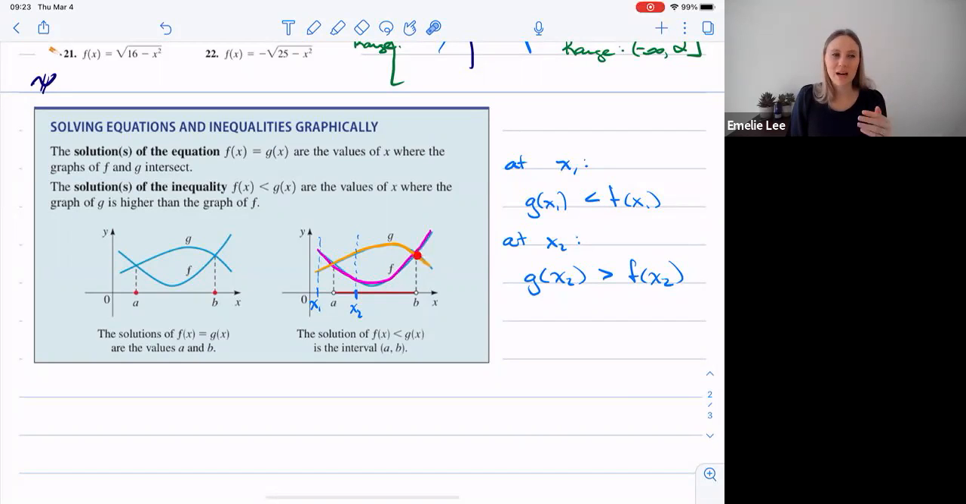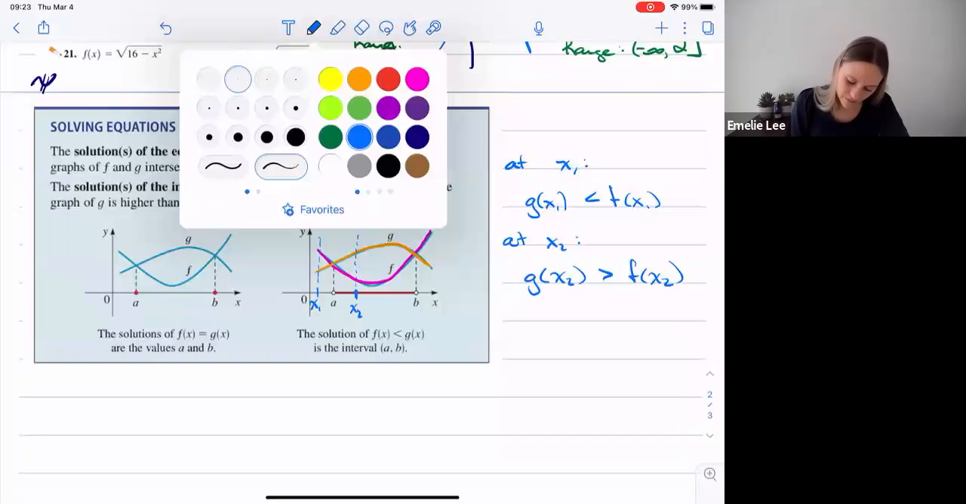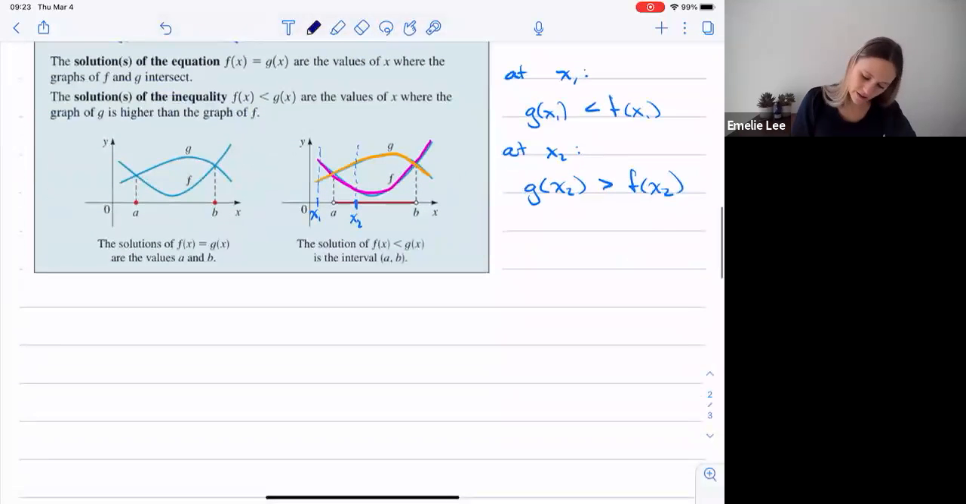And so after this point of intersection, things change potentially. In this graph for sure, right here, f of x becomes greater than g of x after b, right? And so that's just what we need to know for inequalities of functions.